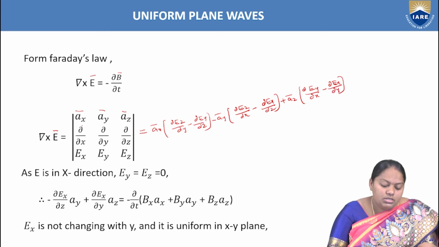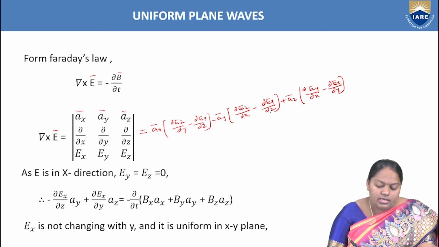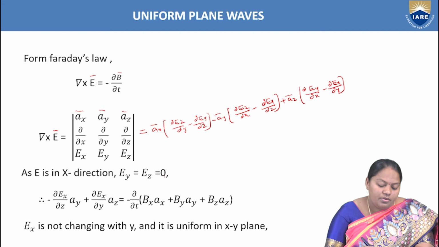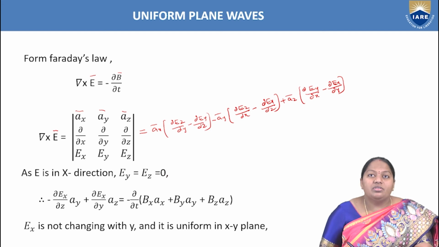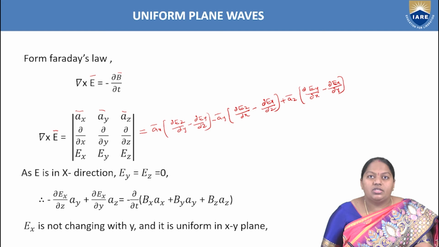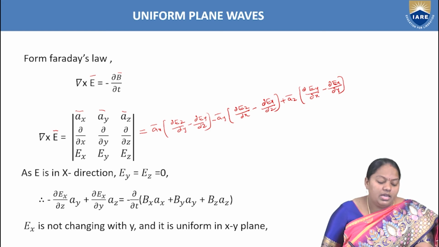Ax into dou Ez by dou y minus dou Ey by dou z, minus Ay into dou Ez by dou x minus dou Ex by dou z, plus Az into dou Ey by dou x minus dou Ex by dou y. Right? So upon expansion, again we have to consider, from the definition of uniform plane wave, that E is in x direction. Previously we assumed H is in y direction, now it is related to E, hence we are assuming the electric field is in x direction.